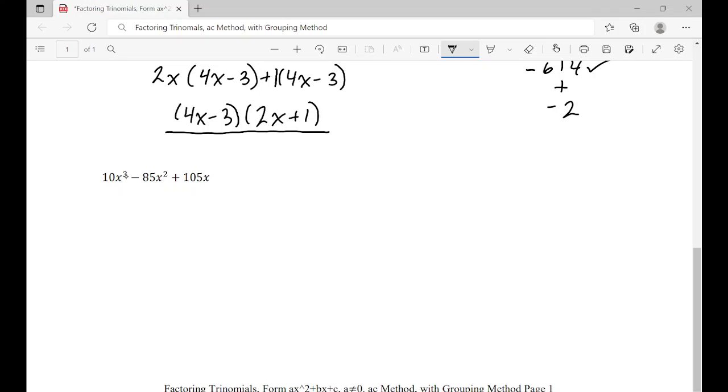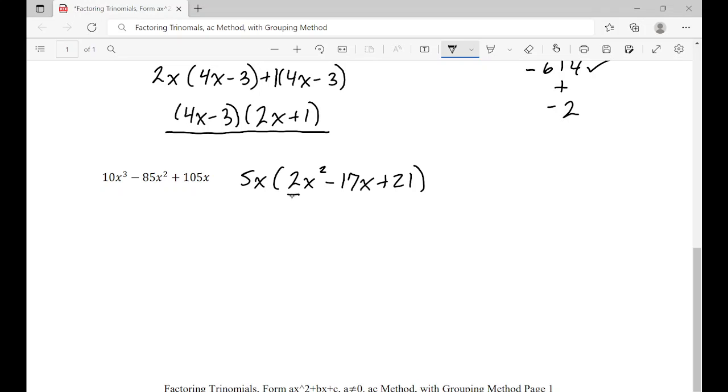Last, 10x cubed minus 85x squared plus 105x. I got a GCF I can see. There's an x in every term, so I can factor that out. And the GCF of 10, 85 and 105 is 5. So I can factor out a 5x out of everything and reduce it down to 2x squared minus 17x plus 21.